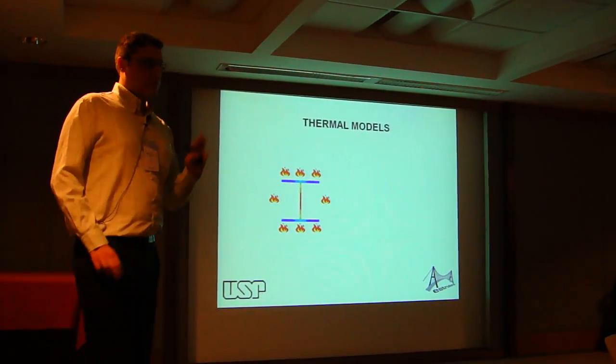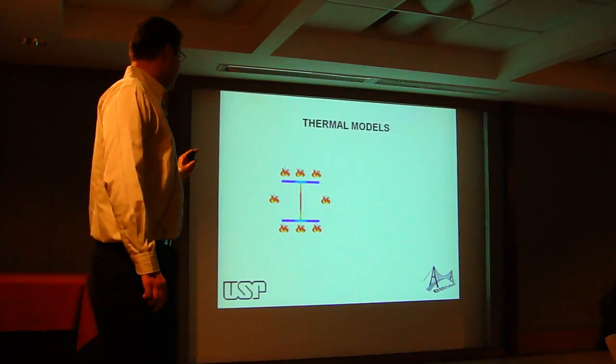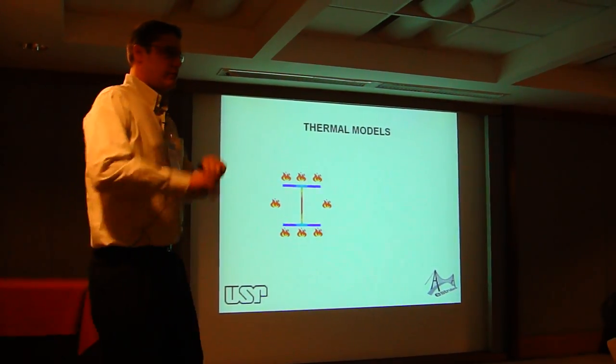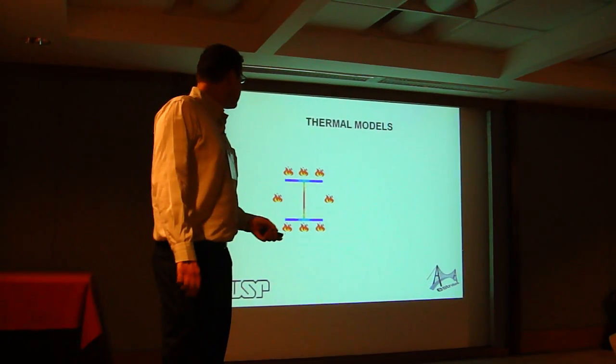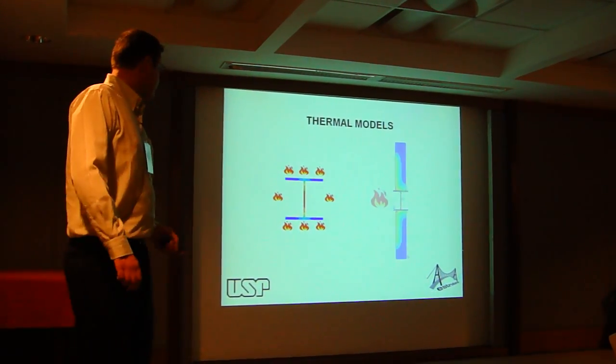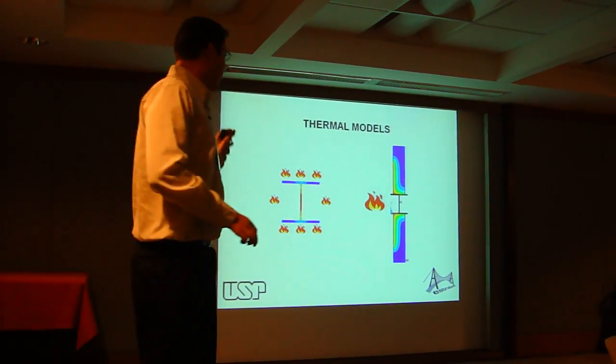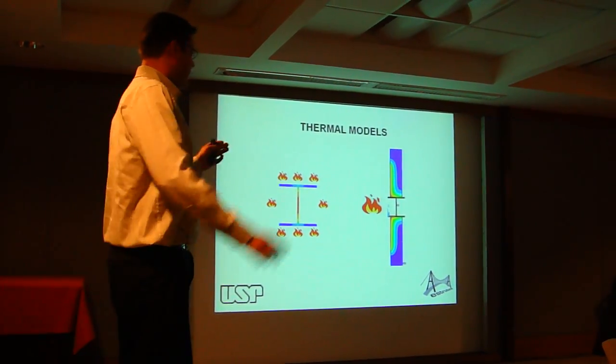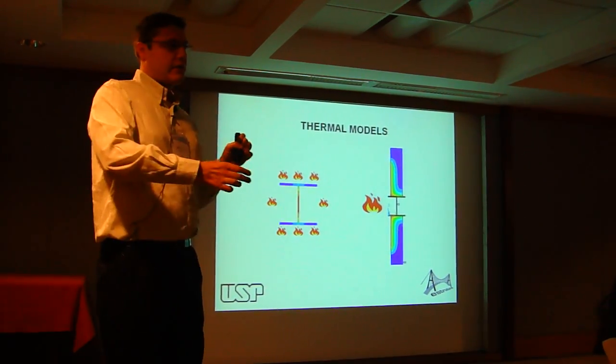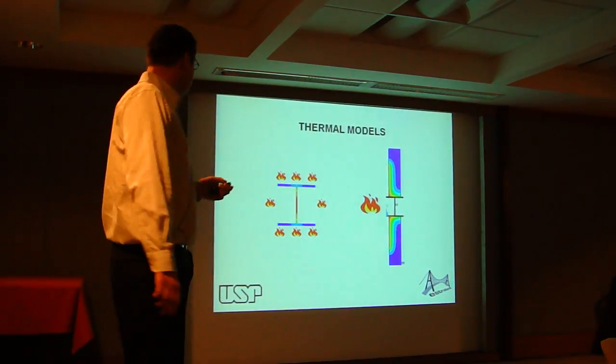Two thermal models were studied. The first one is a single column considering the fire from all the sides. And the second model is with walls reaching the flanges and the fire action from one direction. The other side of the fire will be considered a heat loss.